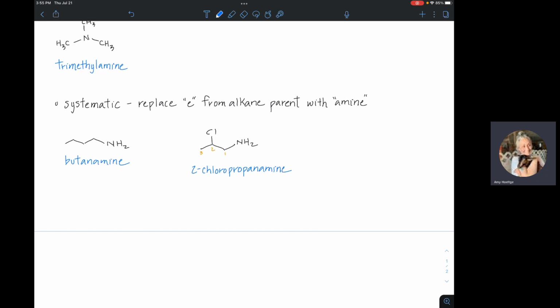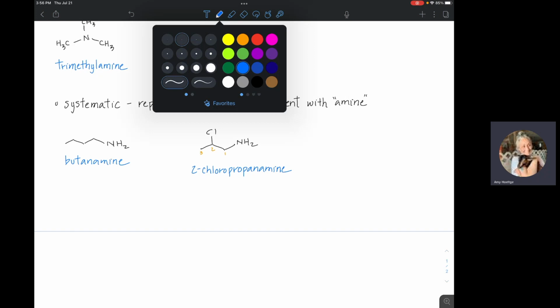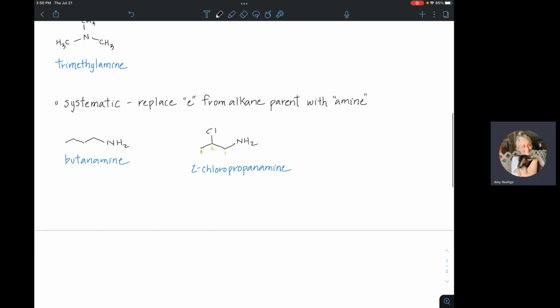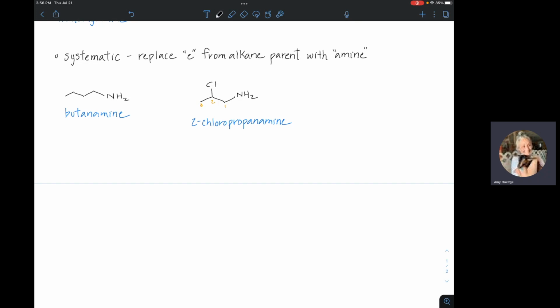Right? Because we're going to drop the E from the propane and just put the word amine. If we have a secondary or a tertiary amine, we're going to name these as N-substituted primary amines. So what do I mean by that?